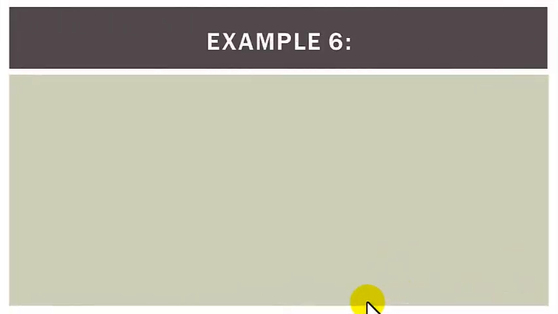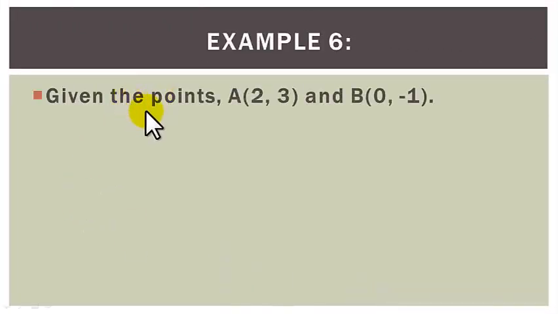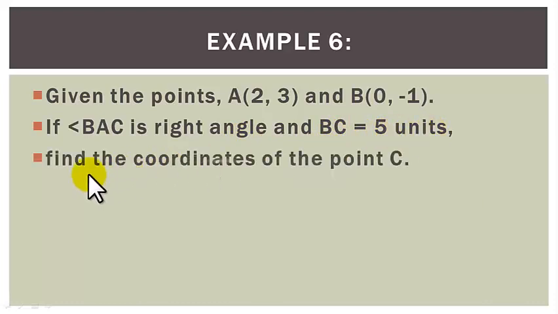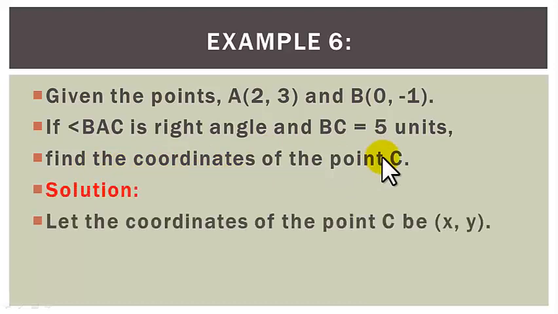Example number 6. Given the point A with coordinate (2, 3) and B with coordinate (0, -1), if angle BAC is a right angle and the side BC is equal to 5 units, find the coordinate of the point C. Solution. Let the coordinate of the point C be (x, y).